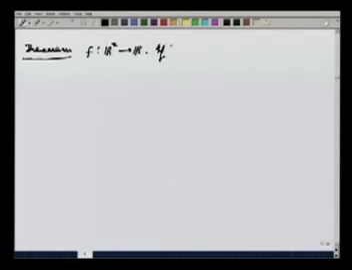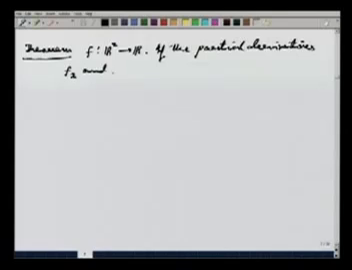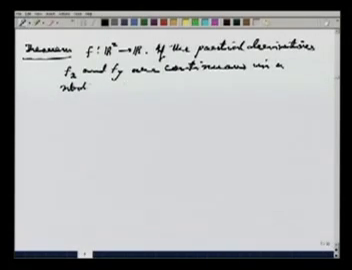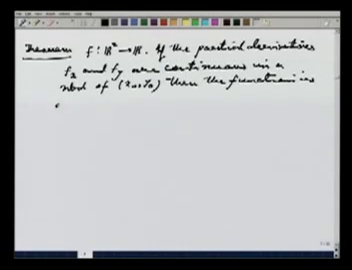If the partial derivatives fx and fy are continuous in a neighborhood, which I will write in short as NBD, in a neighborhood of x naught y naught, then the function is differentiable at x naught y naught.